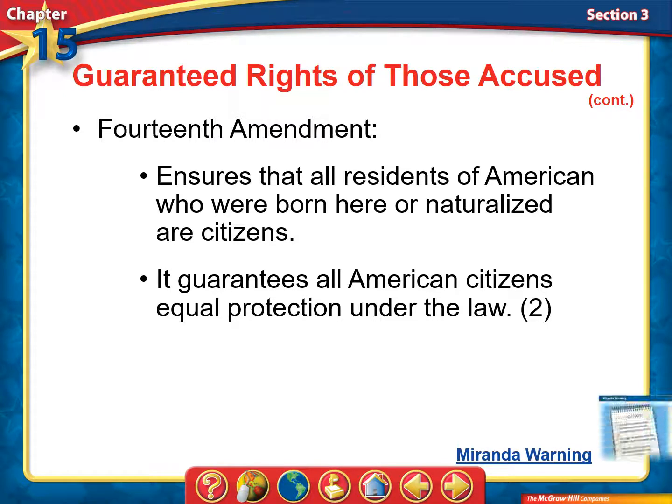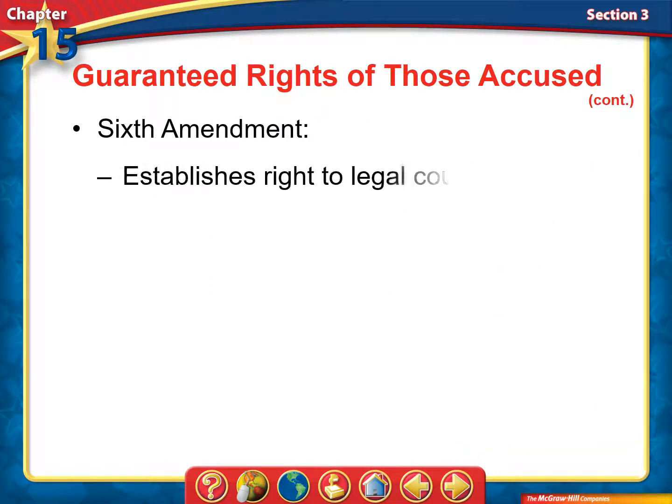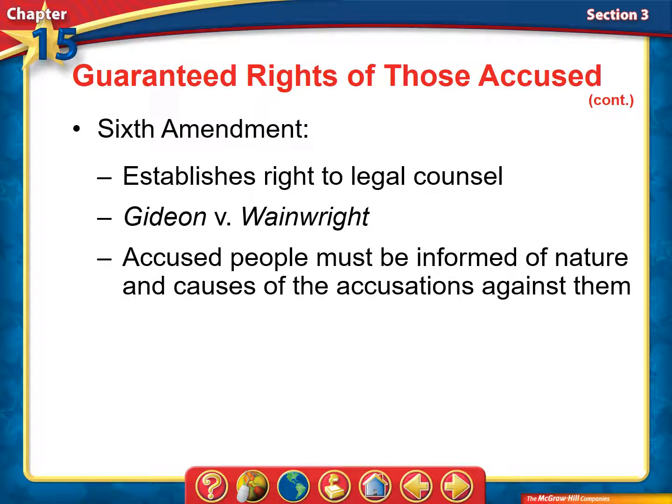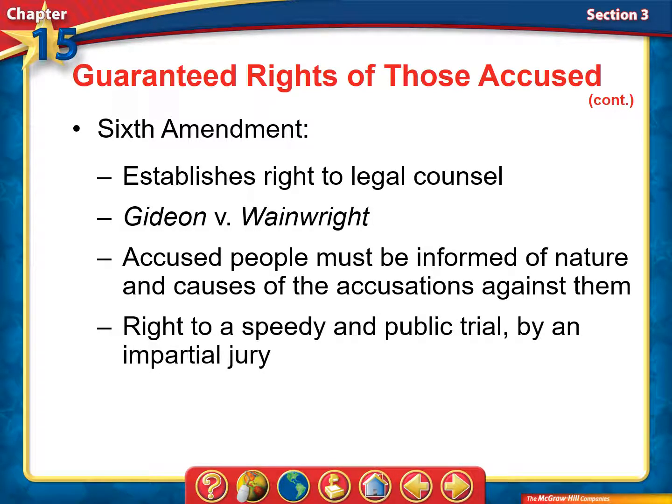Next is the Sixth Amendment. The Sixth Amendment establishes the right to legal counsel. This is extremely important. In fact, this was interpreted in Gideon v. Wainwright to say that if you cannot afford a lawyer, one is provided to you by the state. This also means that you must be informed of the nature and causes of the accusations against you, and you have the right to a speedy and public trial.